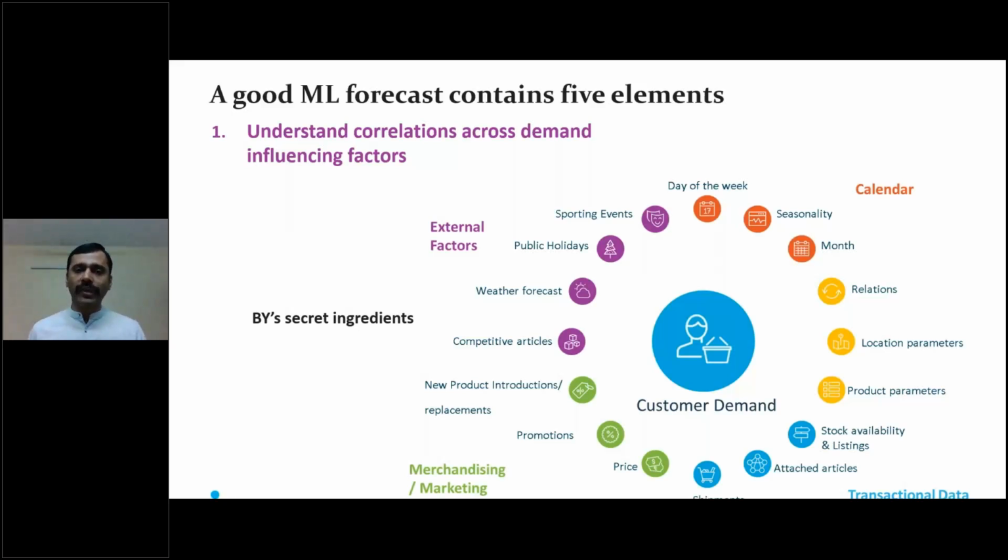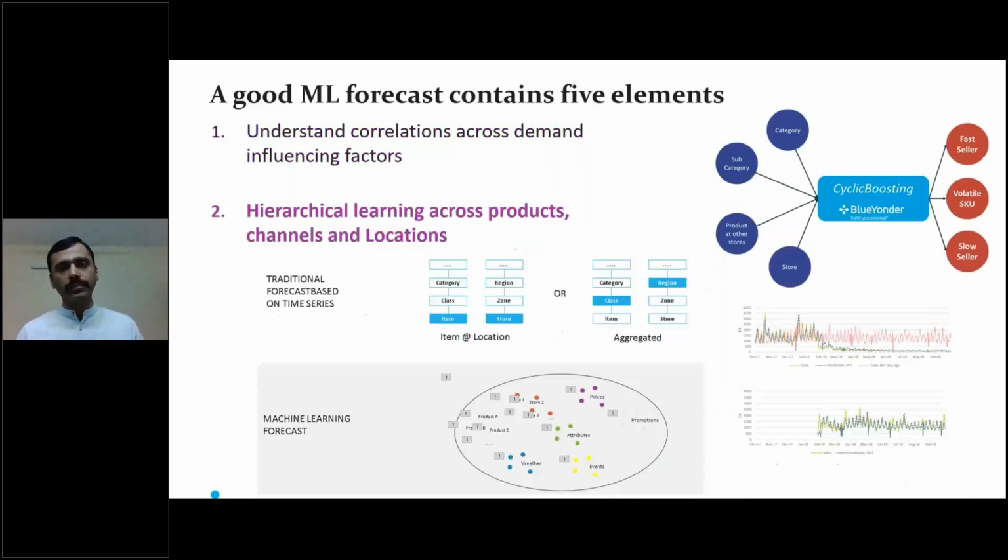right? For example, a sporting event happening on a weekend is different from a sporting event happening on a weekday, right? Or a competitor activity happening when I'm also running a promotion is different from when I'm doing a promotion on my own. Right? So there are different combinations, and they may actually have different impacts. So how do I make my algorithm understand these interactions? And that I would call the Blue Yonder secret ingredient, I mean, in our machine learning algorithm. So that's, I would say, the first element, what needs to be in that kind of an approach.